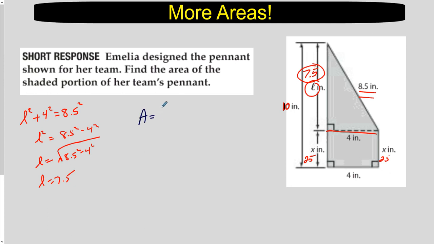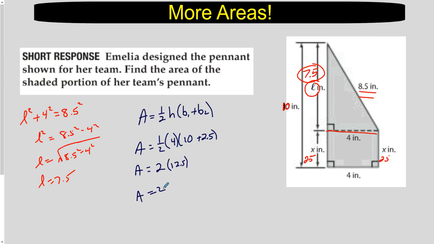Area is equal to 1/2 the height times the sum of the bases. So 1/2 the height is going to be 4. Base 1 will be the 10 inches we were given plus the 2.5 that we figured out. So the area is 1/2 of 4 is 2 times 12.5 or 25 inches squared.